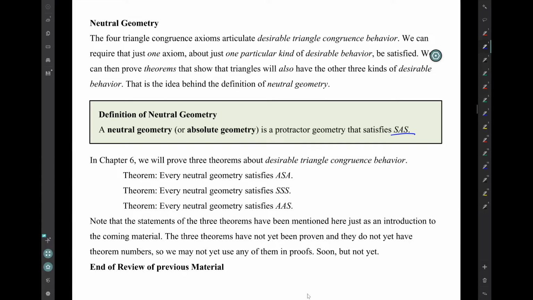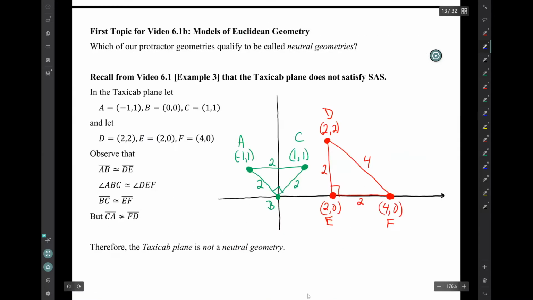We will prove this theorem. Every neutral geometry satisfies the angle-side-angle axiom. We'll prove this. Every neutral geometry satisfies the side-side-side axiom. And we'll eventually prove this. Every neutral geometry satisfies the angle-angle-side axiom. Now, we haven't proven those theorems yet, but it's just an introduction to material that's coming up. Okay, so that is a fairly long review of previous material.